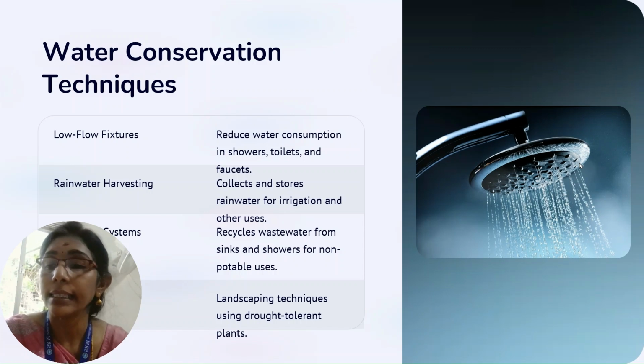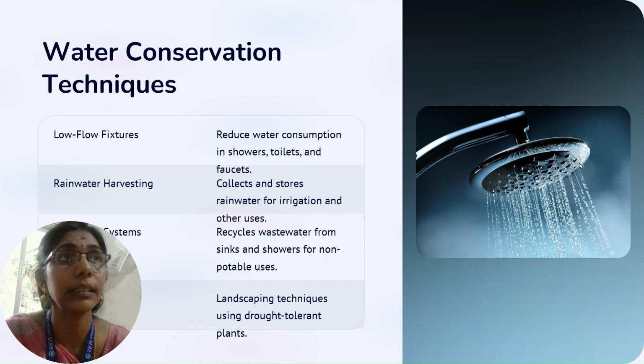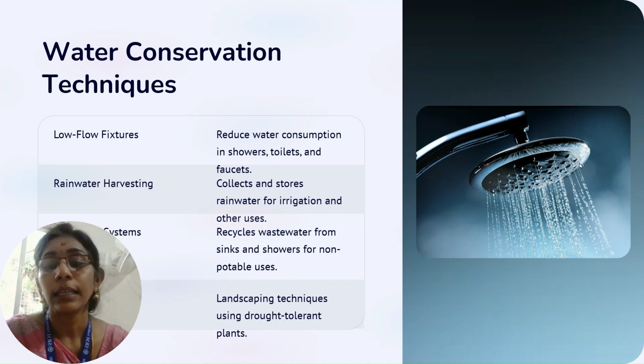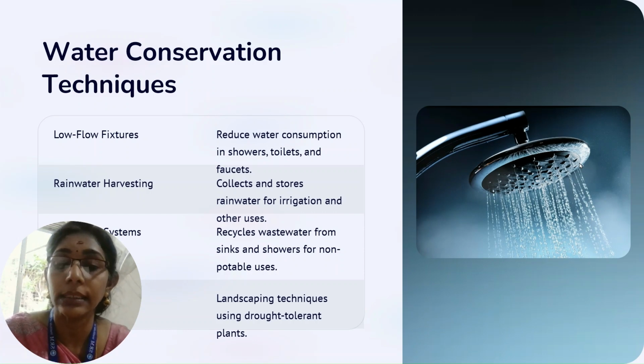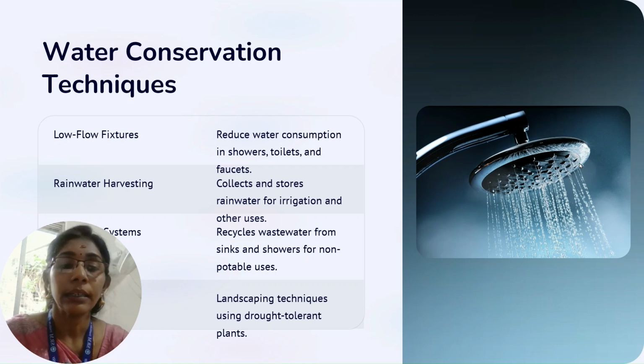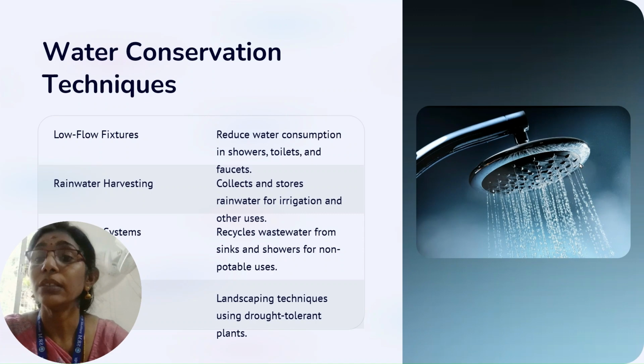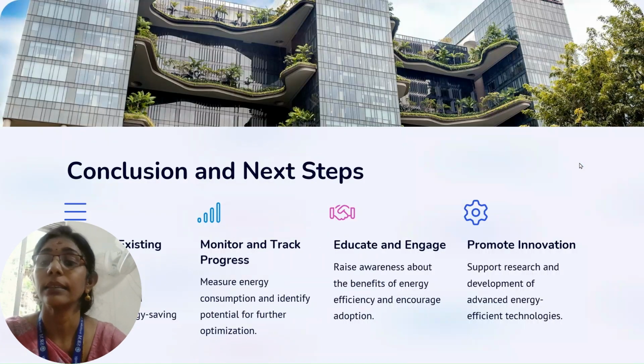The last is xeriscaping. Here, the landscaping techniques are suited to drought tolerant plants. When I say drought tolerant plants, these are plants that are capable of being grown in dry conditions. So, the landscaping can be done accordingly so that even if the water drains out, those plants are capable of growing well with that minimum flow of water. So, these are water conservation techniques.